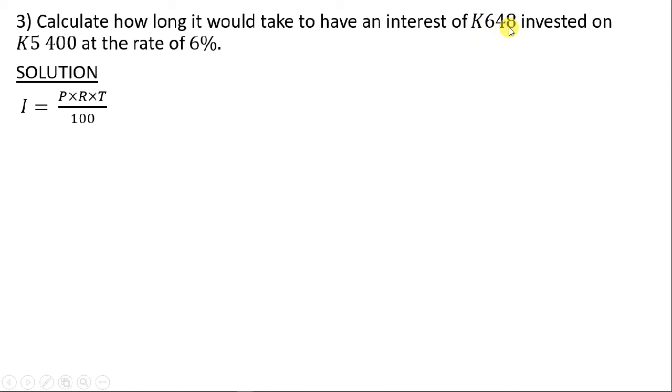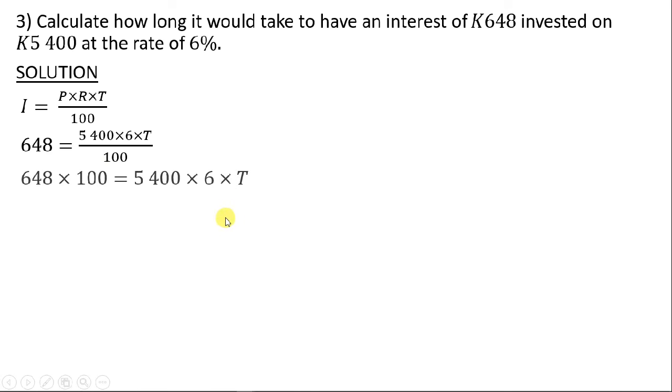The interest has been given, which is 648. Where there's I here, we'll replace 648. The principal is 5,400. Where there's P, we'll put a 5,400. The rate has been given, which is 6. So where there's R, we'll replace a 6 and then solve for T. Let's do that. So we have 648 is equals to 5,400 times 6 times T over 100.